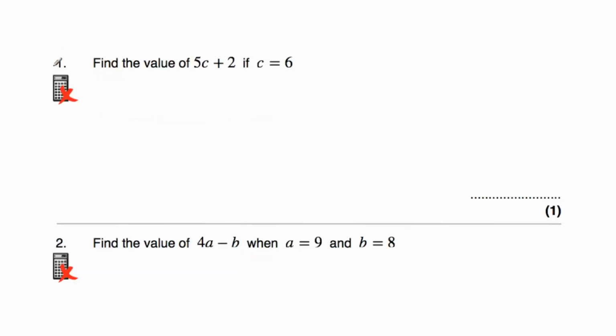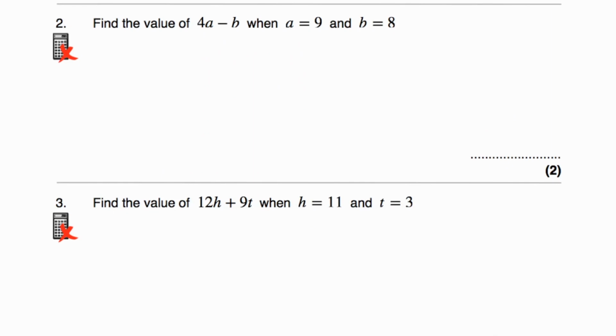So question number 1, we've been asked to find the value of 5c plus 2 if c is equal to 6. In algebra, 5c means 5 times c, and c is the number 6. So we're going to do 5 times 6, and then add 2. 5 times 6 is 30, and 30 plus 2 is equal to 32. So the value of 5c plus 2 if c is equal to 6 is 32. And let's just check that. 5 times 6 is 30, plus 2 is 32.